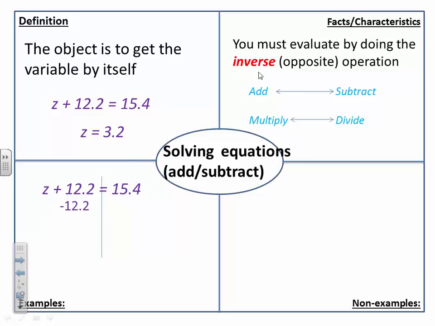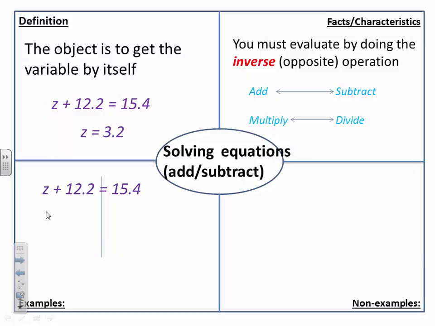So we said up here we're going to do the inverse. You must evaluate by doing the inverse. So the inverse of addition is subtraction. Why are we subtracting here? We want to get the z by itself, right? Well, how do you get the z by itself? You got to get rid of what we started with. So let's go back for a second. We started with this. If the object is to get the variable by itself, z is the variable in this case, I've got to get rid of this.